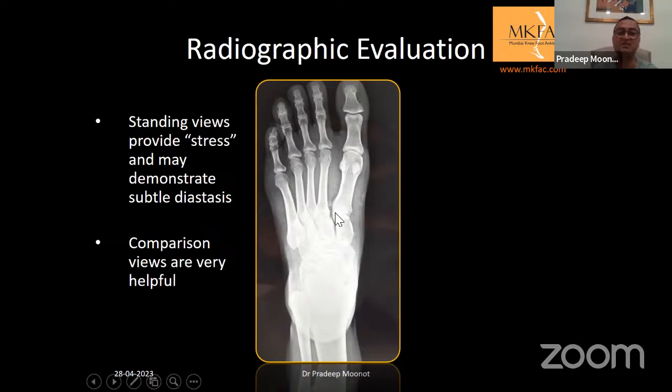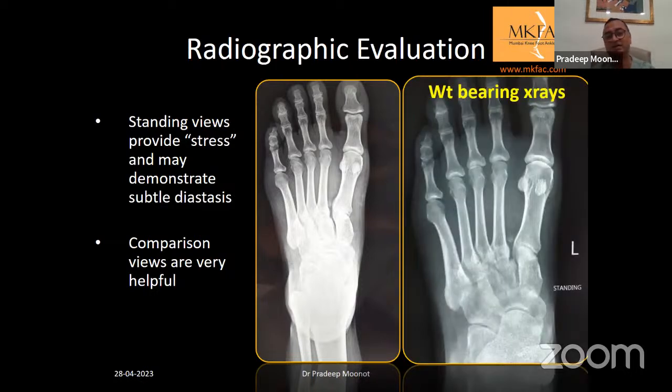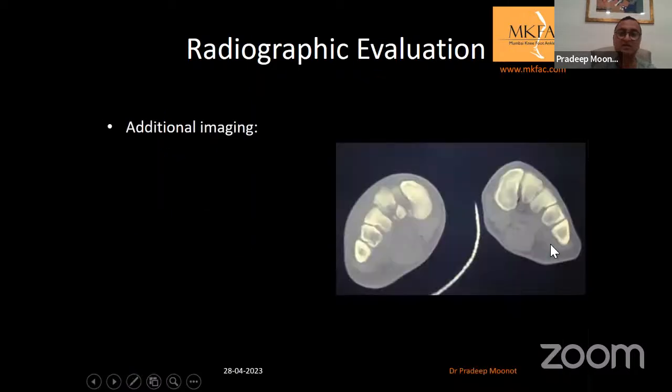How do we say that this is stable or unstable? Best is to get a weight bearing X-ray. The similar X-rays of this patient, now you can see how there is a step, and this is a pure Lisfranc injury.